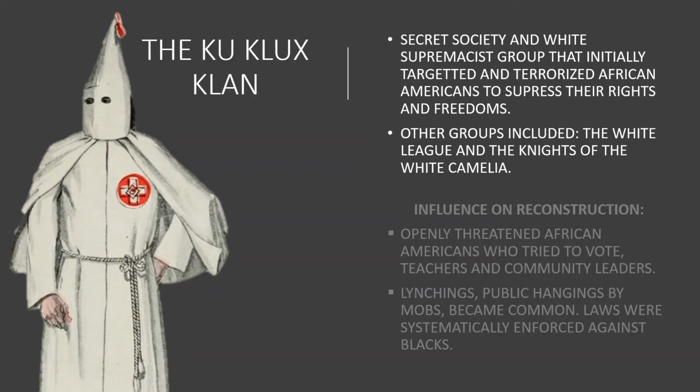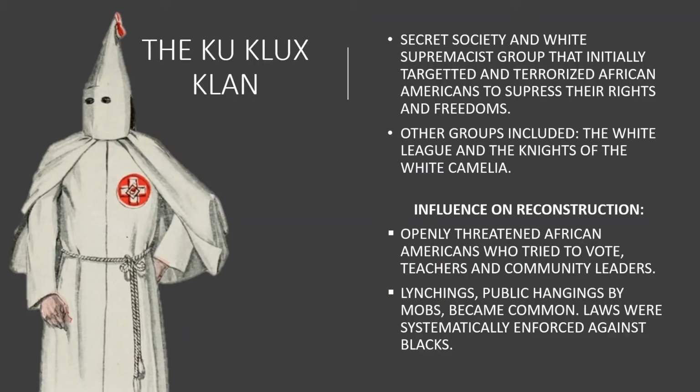The Ku Klux Klan, or the KKK, started as a secret society and white supremacist group that primarily targeted and terrorized African Americans to suppress their rights and freedoms. Other groups who used anti-black violence include the White League and the Knights of the White Camellia.